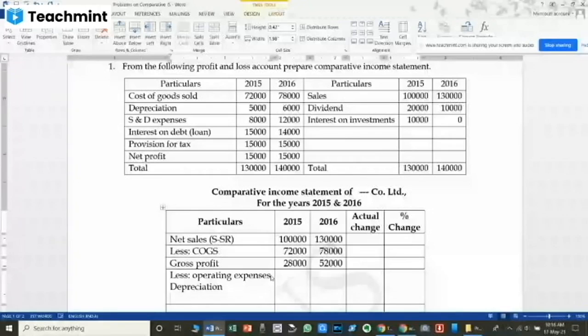And another is selling and distribution expenses.